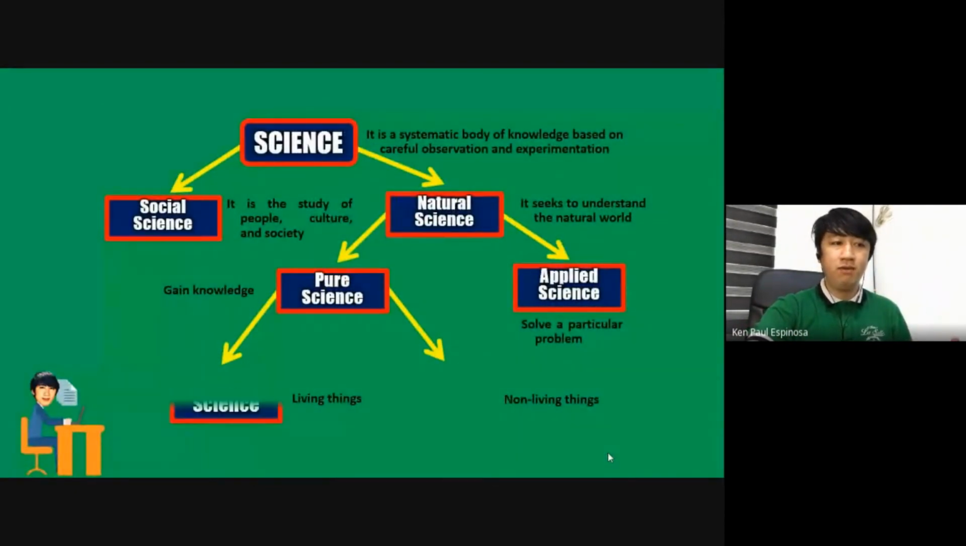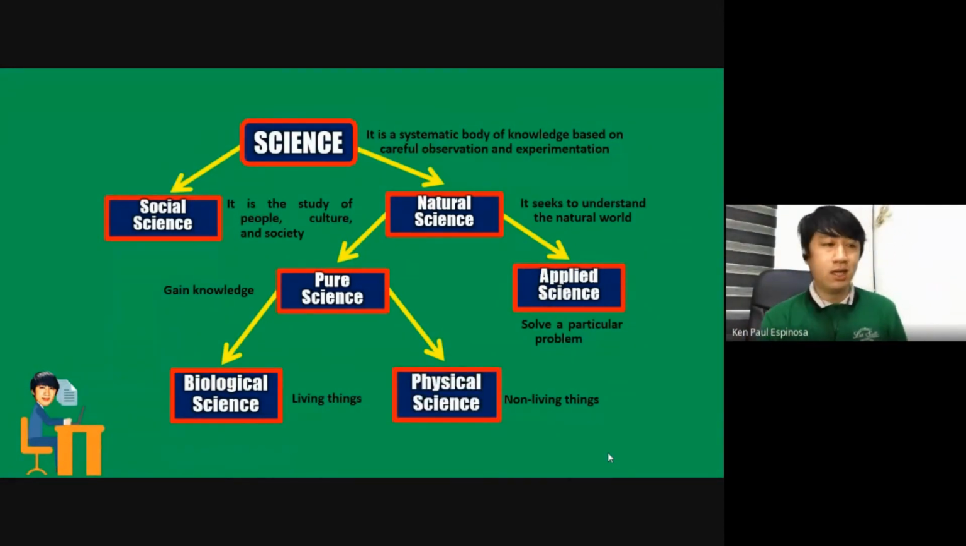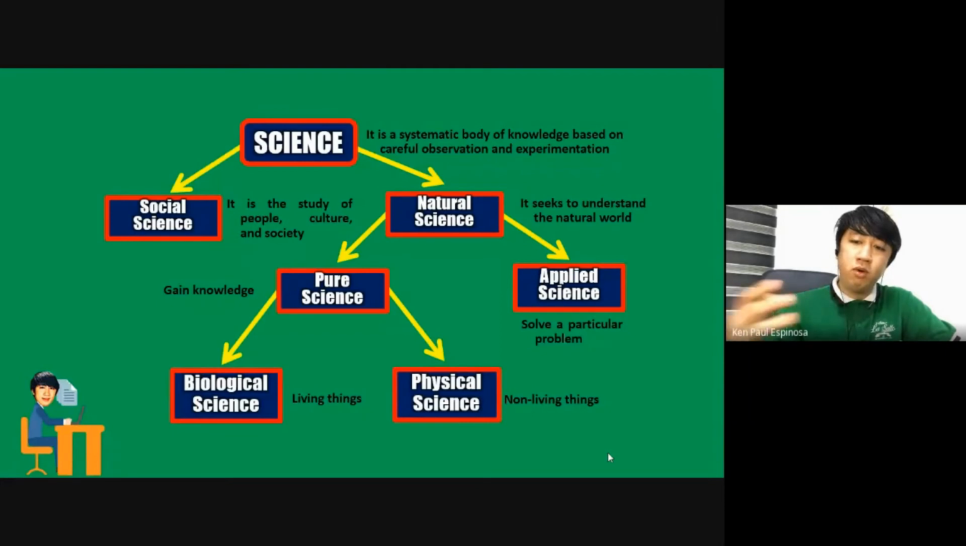So, move on. We have two traditional or major branches of pure science. We have biological science and physical science. When we talk about biological science, it pertains to living things. All living things. Lahat po ng buhay. Physical science, ito po yung non-living things. Like calculator, gadgets, chairs, pencils, air, rocks, buildings. Physical science po siya.